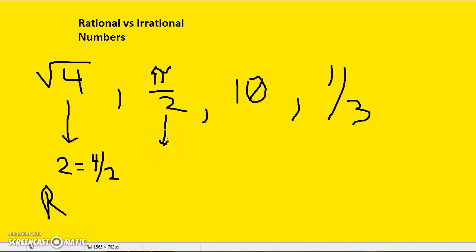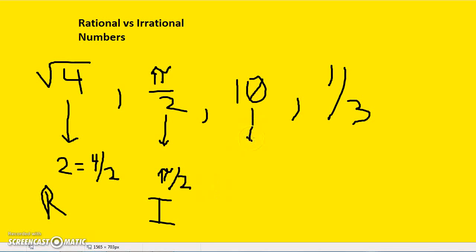Pi/2. I just said pi never ends, right? So dividing it by 2, is that going to make it end? I don't think so. Not that I know of. So pi/2, same thing as pi when it comes to rational or irrational. And this is an irrational number.